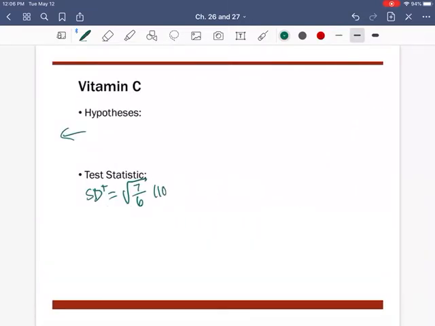Let's calculate our SD plus. So we had 7 samples. So we're going to do the square root of 7 over 6 times our standard deviation of 10.9.